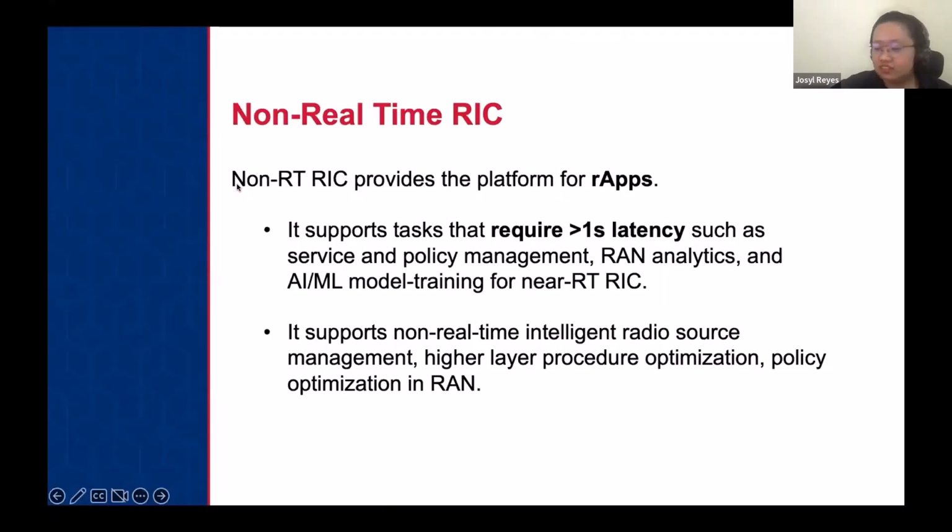Okay, so let's look at the non-real-time RIC architecture again. We know that non-real-time RIC provides the platform for rApps. It supports the tasks that require greater than 1 second latency, like for analytics, model training. It supports non-real-time intelligent radio resource management, more on higher layer procedure optimization.